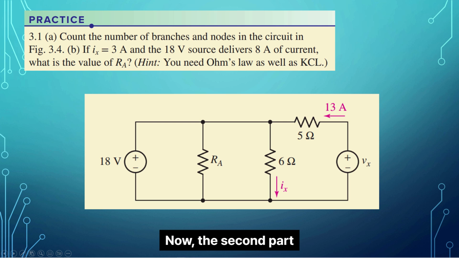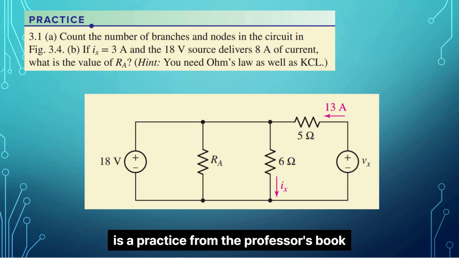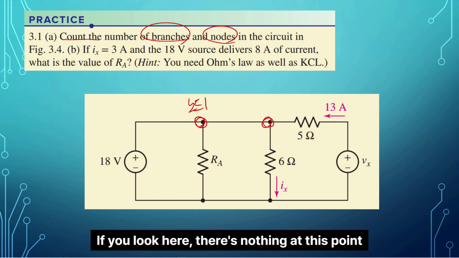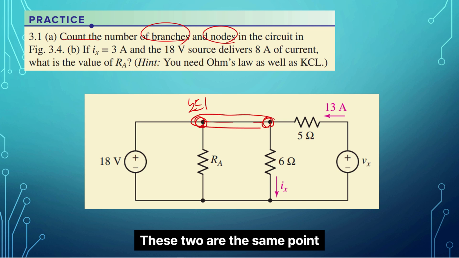Now, the second part is a practice from the professor's book. First, count the number of branches and nodes. This here is a node. A node is a point where components are connected. If you look here, these two are the same point, node 1, and then this and this, the same point is node 2.